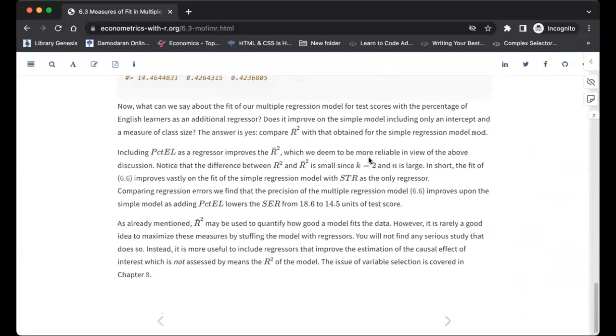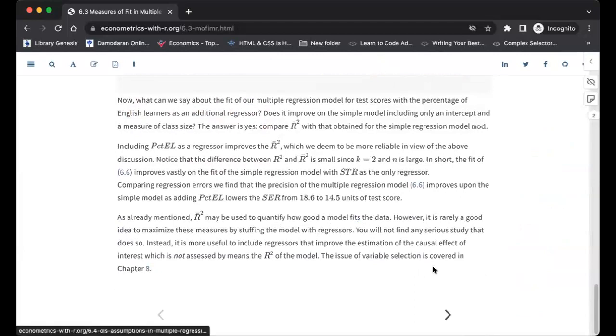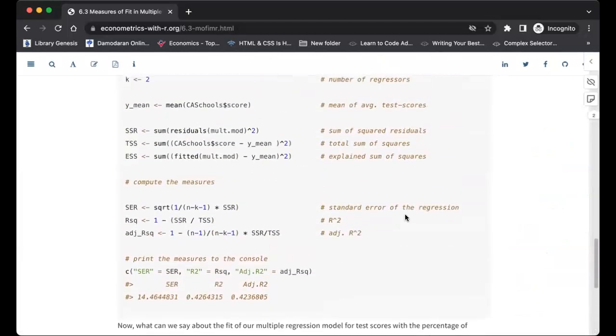So yeah. Thanks for that clarification. Yeah.